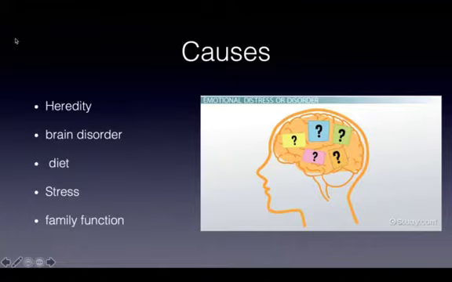Some causes: heredity can be a cause. Brain disorder, diet, stress, family functions. Those are only a few of the causes that could be a factor, and the reason I only put a few is because we don't really understand yet specifically what causes emotional disturbances, and that's because it's so personal to each student, and we don't know exactly what's causing the emotional disturbance in each student, but we can definitely see from studies that these few causes are some main points of concern when it comes to emotional disturbances.